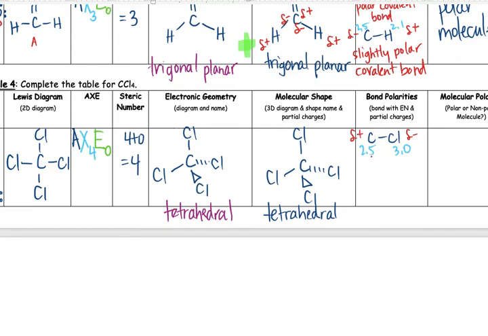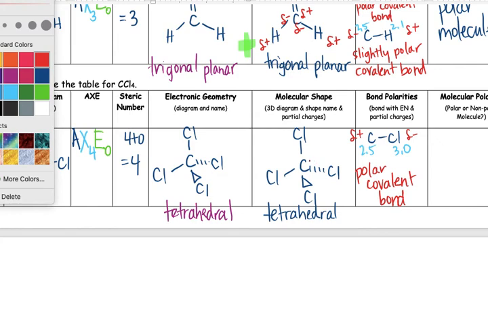If we take the difference, we get a 0.5 difference, so you can call this a polar covalent bond. When I'm asking for bond polarities, I'm literally asking you to look at all the little pieces that make up this compound and analyze what's happening within those bonds. But then you want to step out and look at what's happening to the whole thing. So looking at it in 4 different pieces, let's look at it as one big piece.